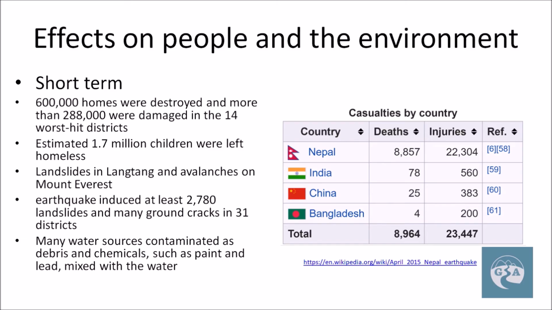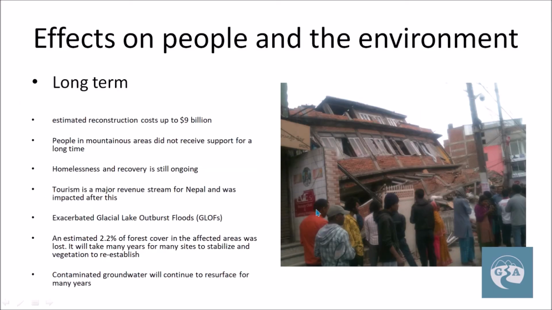Obviously, the size of the earthquake had a big role to play in it, but also the development of the country. Some of the long-term effects then, reconstruction up to 9 billion. A lot of people were in mountainous areas, so this means they will be the slowest to recover, but also were the slowest to get help at the time. So they had far worse short-term effects and long-term effects.